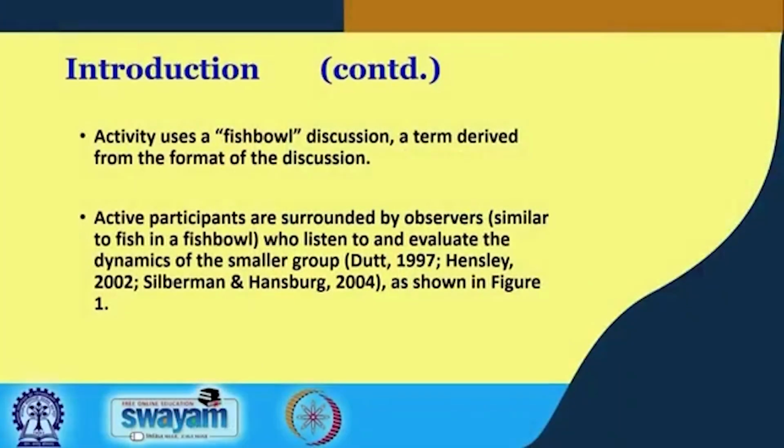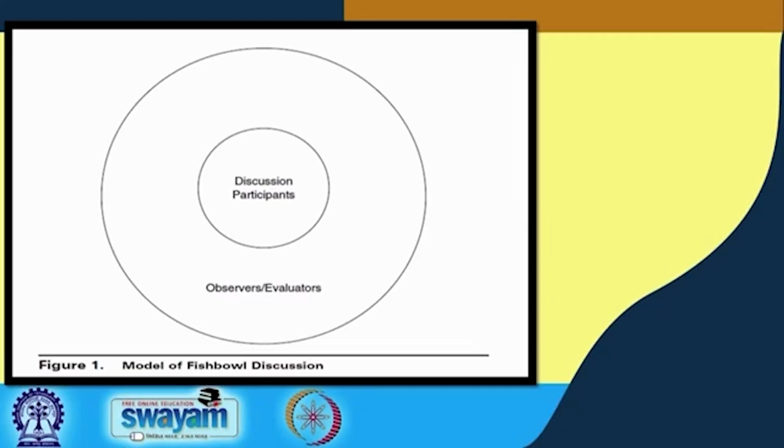You have the active participants who are the fish, and they are surrounded by the bowl, or the observers, who listen to and evaluate them and the way in which the workplace dynamics of the group is emerging. Hensley, Silverman and Hansberg in 2004 in their publication have supported this kind of group discussion, and the figure of this kind of group discussion is here. Figure 1, model of fishbowl discussions.